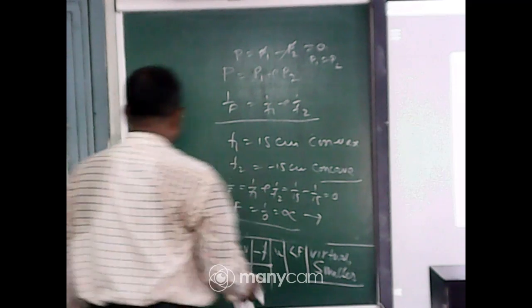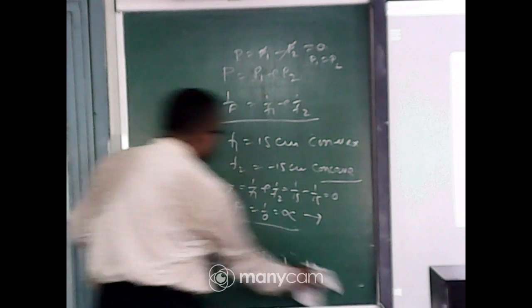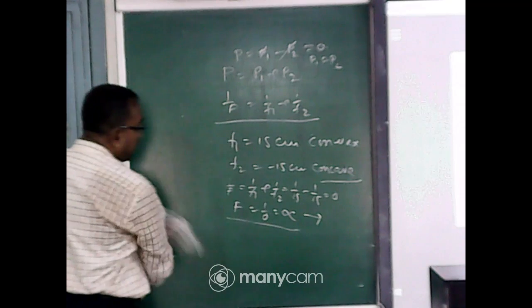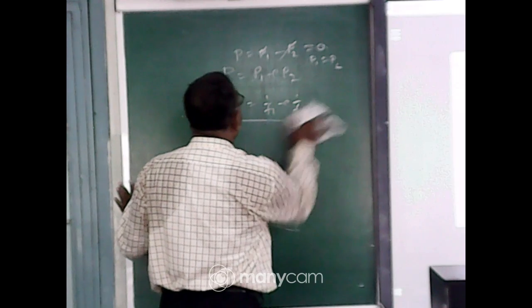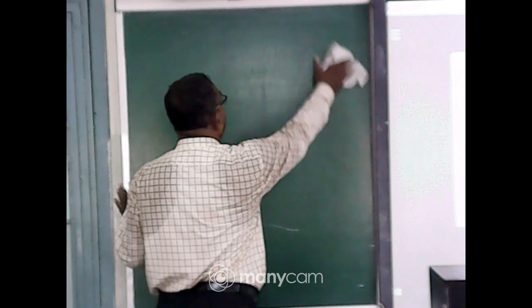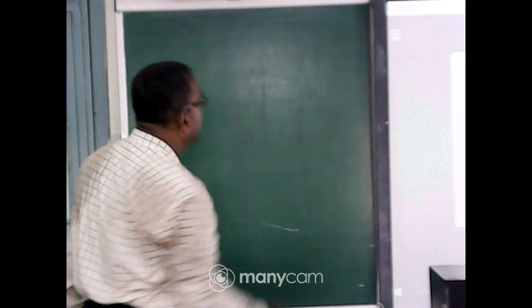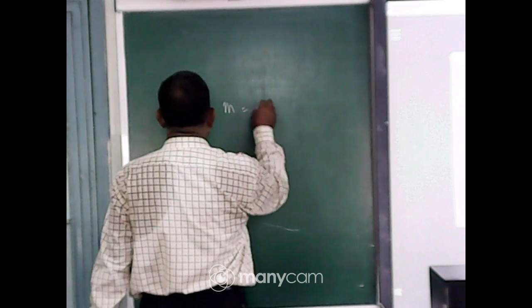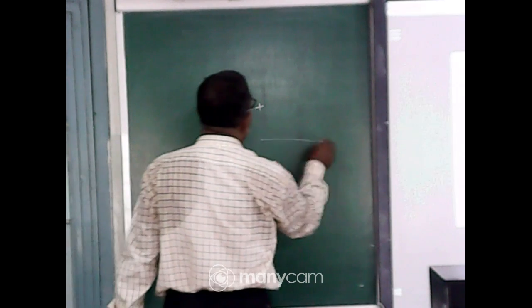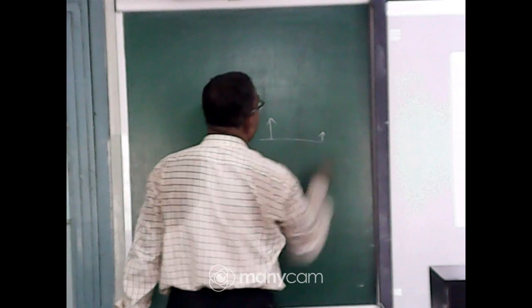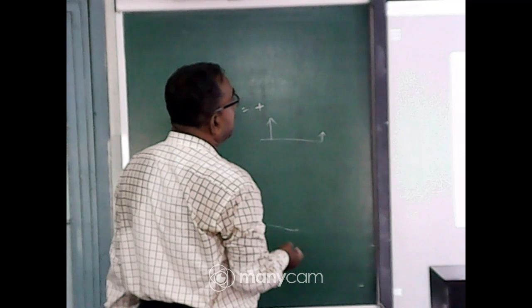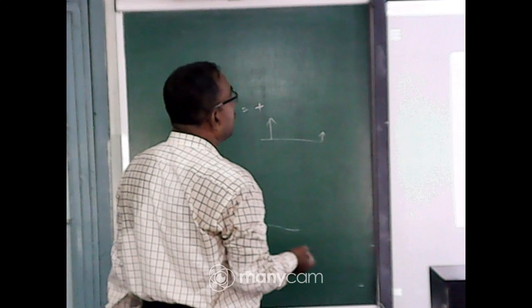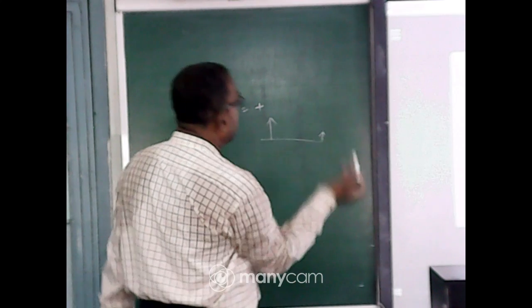So my dear student, you remember it, the combination of thin lenses, the equivalent power or equivalent focal length of the combination, and magnification, when it will be plus and when it will be minus. Magnification is plus when the image will be virtual. When the image will be real, that time it will be minus. One is upward and another is downward.